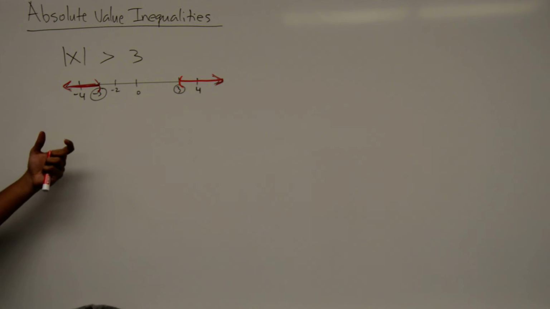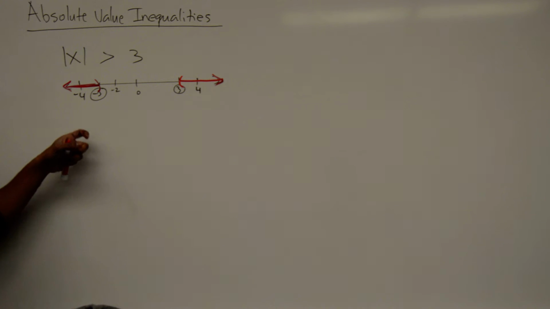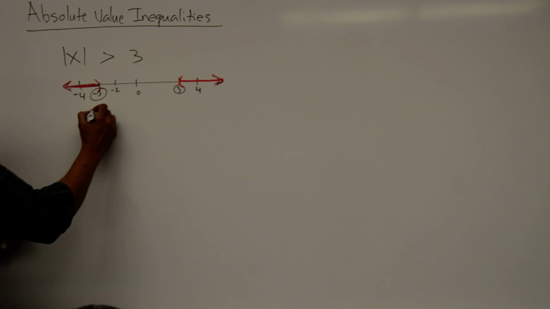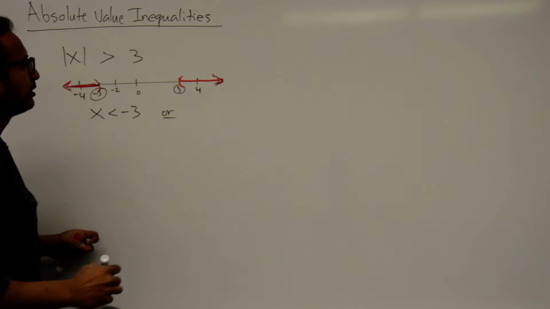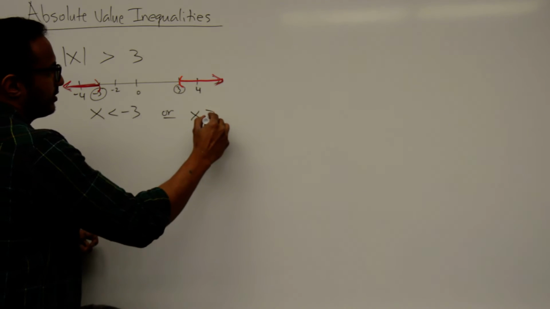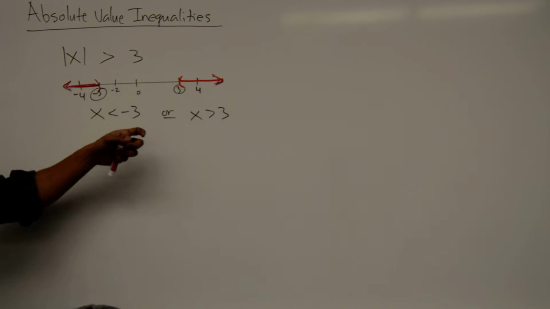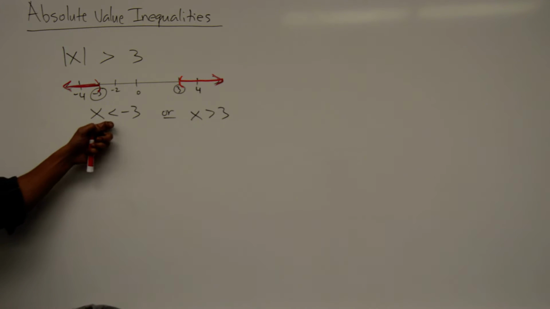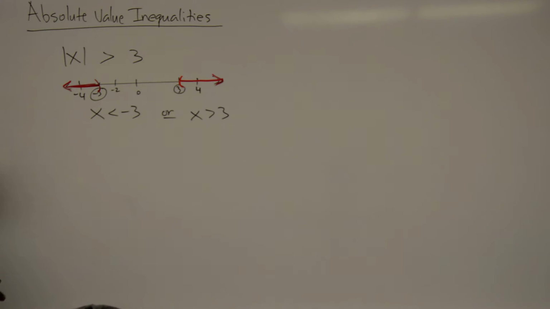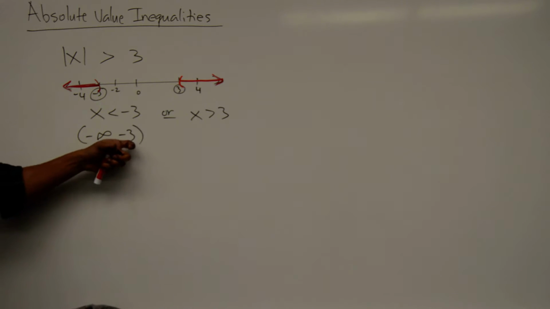How do we write this in interval notation? Well, let's just talk about an inequality first. This represents all the numbers that are less than negative 3, or you can also have numbers that are greater than 3. So for x less than negative 3 or x greater than 3, all these are more than 3 spaces away from 0. Now let's convert this to interval notation. If you have x less than negative 3, the x's are getting smaller and smaller. So the low point is negative infinity and the high point is negative 3, with the parentheses.